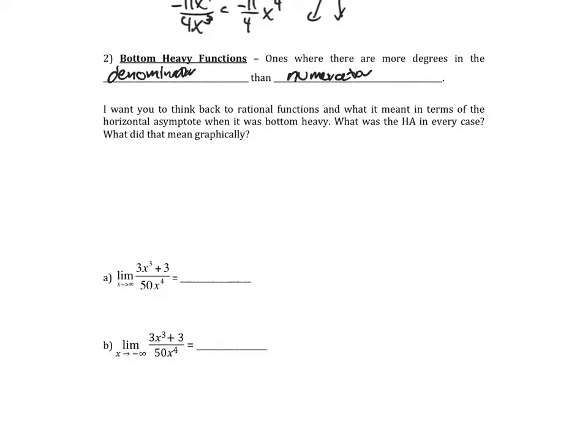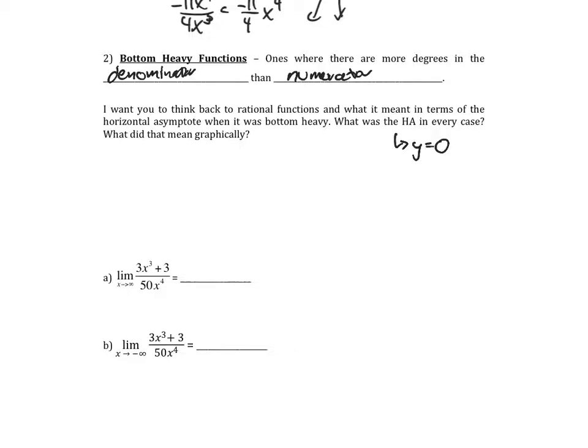All right, so I want you to think back to rational functions and what it meant in terms of the horizontal asymptote when it was bottom heavy. What was the horizontal asymptote in every case? And if you can remember, I'll be very impressed. What was that horizontal asymptote? It was always 0. It was always the line y equals 0.